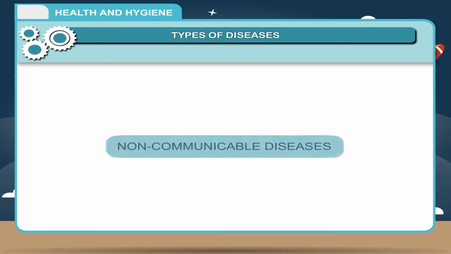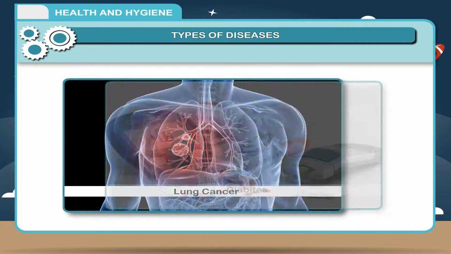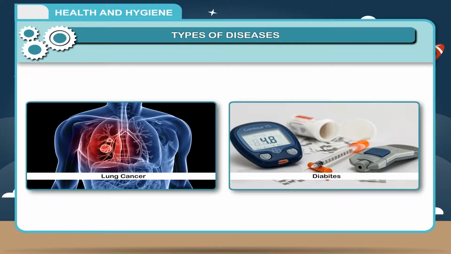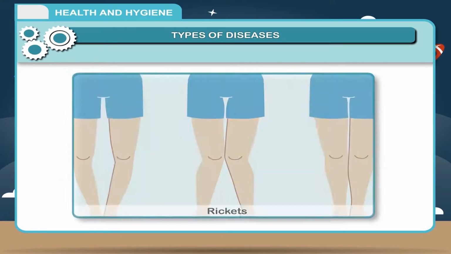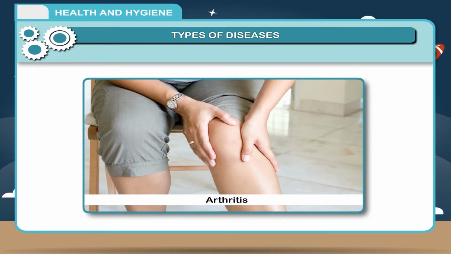Non-communicable diseases. Non-communicable diseases are not communicated from one person to the other and do not have or are not known to involve infectious agents. Examples: rickets, hypertension, arthritis, etc.